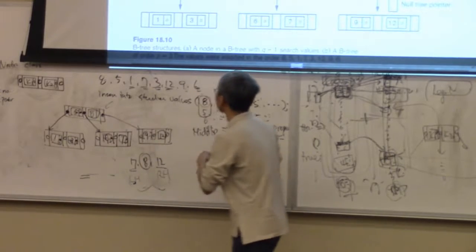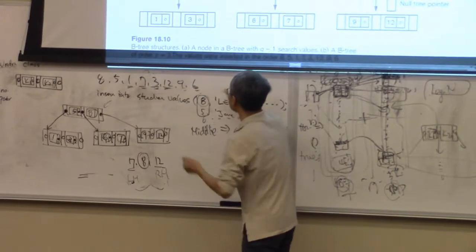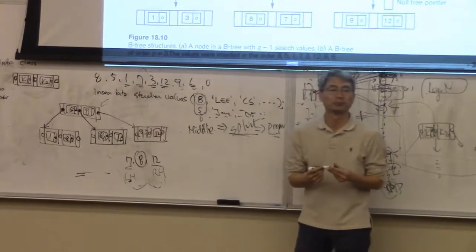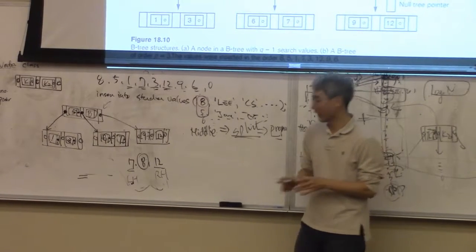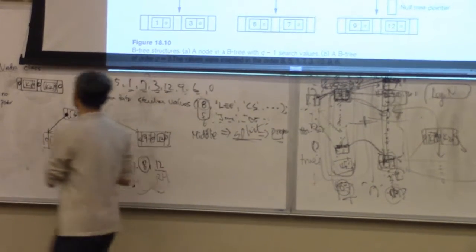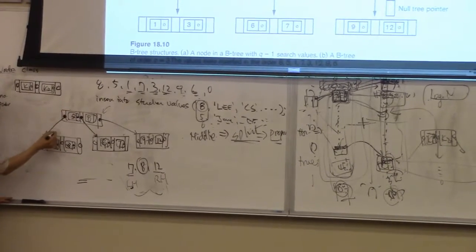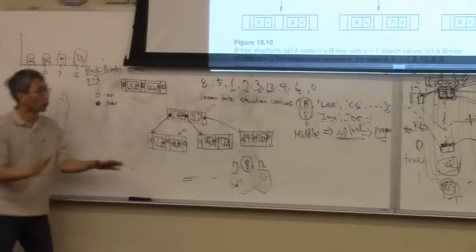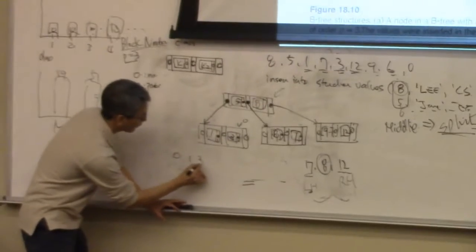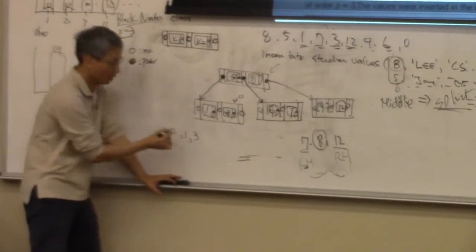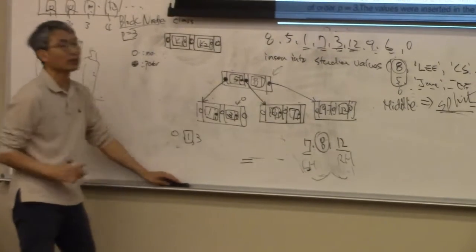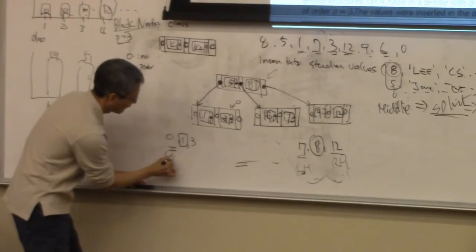One last. 0. What happened? Find the location. 0 is less than 5. 0 is supposed to be here, but it's full. In case of full, find the middle value. 0, 1, 3. Which one is the middle value? 1. And left hand side, right hand side.